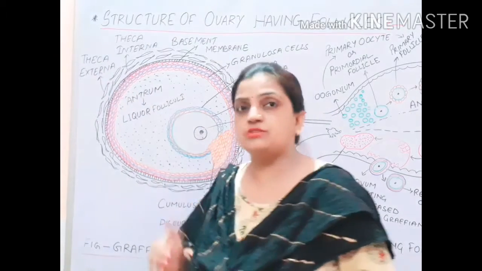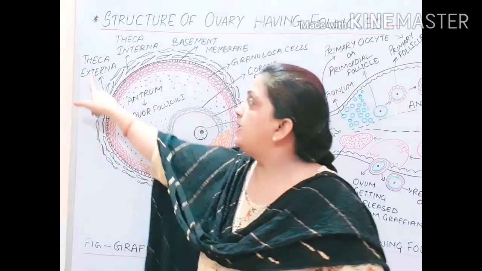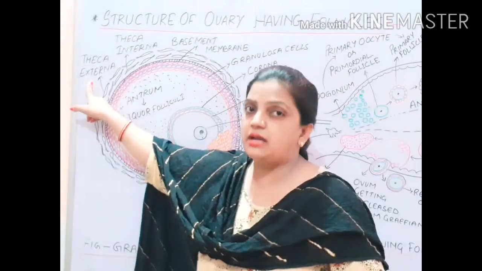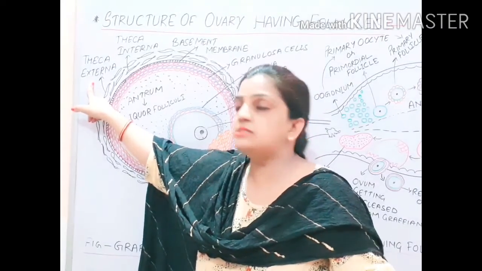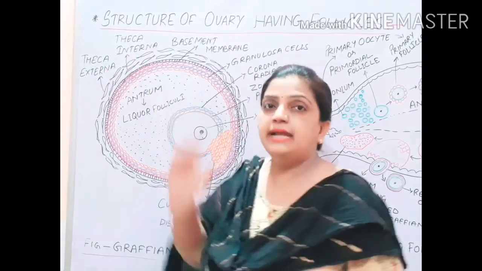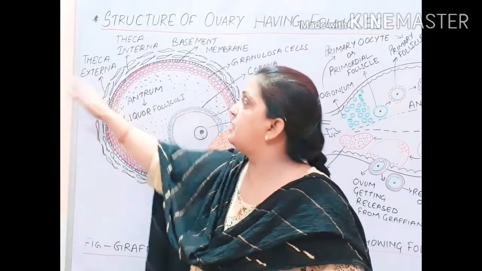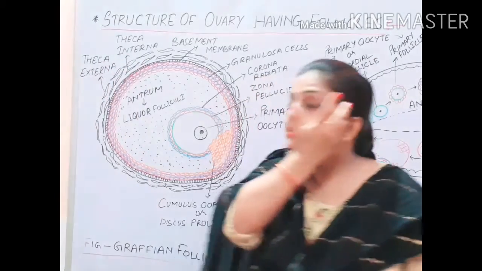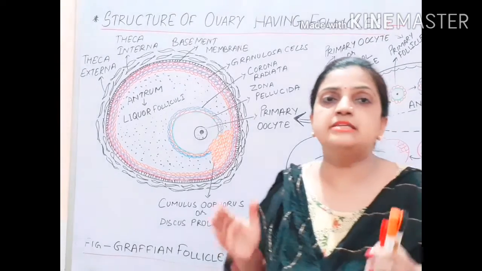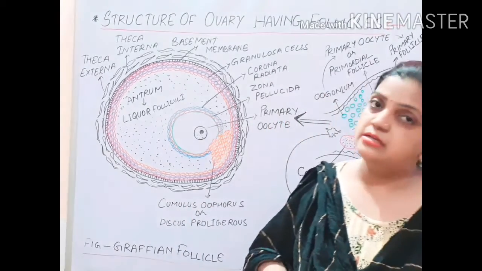Now children, this is also two layers. The outer layer, the outer theca, is called theca externa. Externa means outer part, and the inner one is called theca interna. Interna means internal side. So theca externa and theca interna are the theca layers, the protective wall which is formed by the granulosa cells.